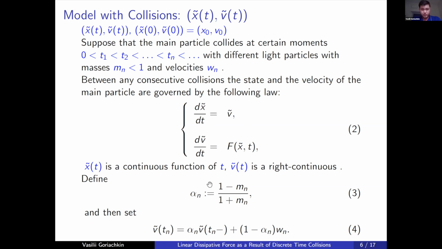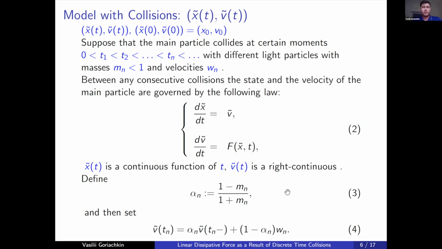So in this case, we need to define this auxiliary term alpha n. We should also say that the trajectory x tilde is a continuous function and v tilde is a right continuous function. So at the moment of collisions, our velocity jumps to some other value, according to equality 4. So with this alpha n, we can define how the velocity changes after collision.